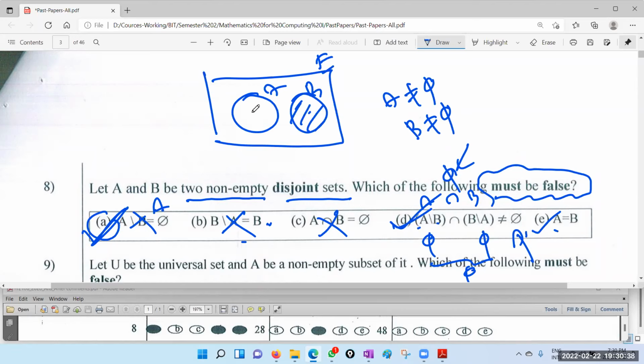Obviously, A cannot be B, because they are disjoint and non-empty sets. Disjoint sets cannot be equal. There's no way disjoint sets are equal. So therefore, it must be false. Okay. A, D, and E.